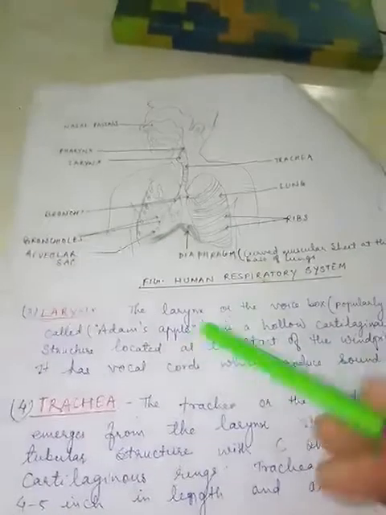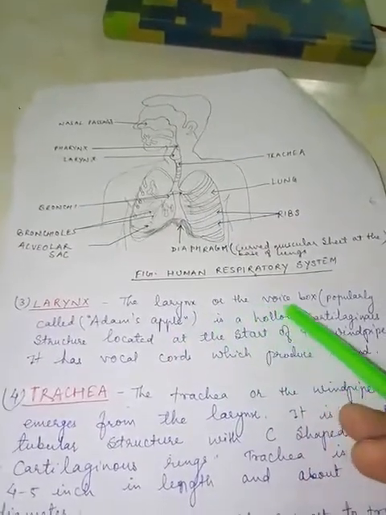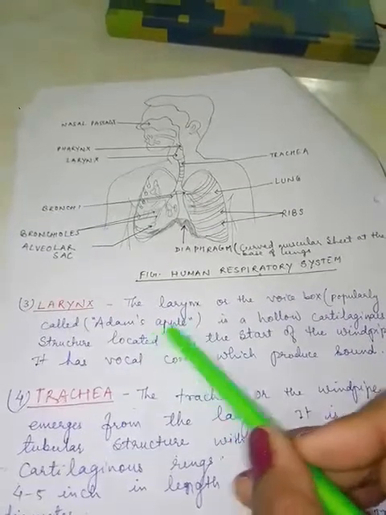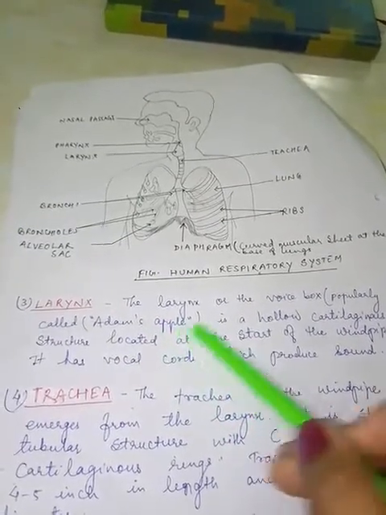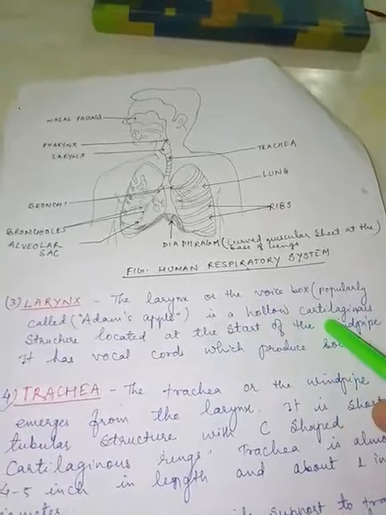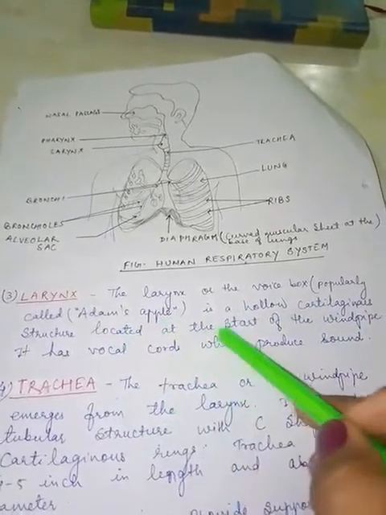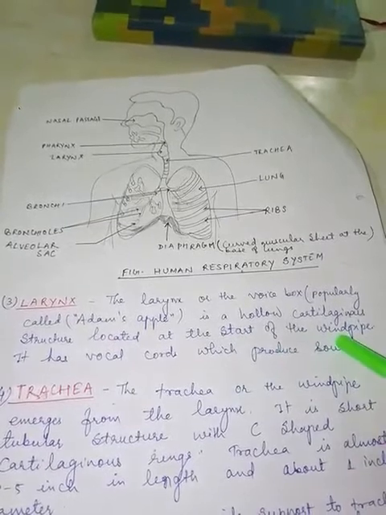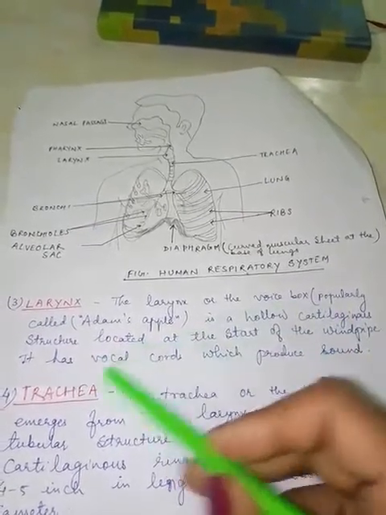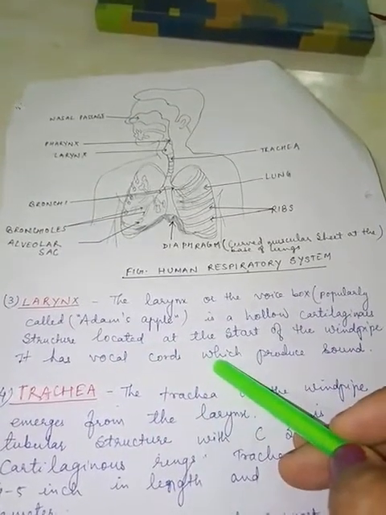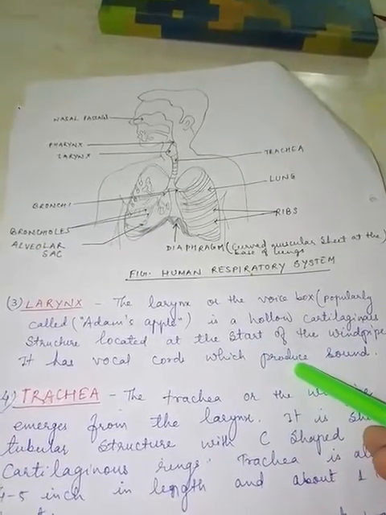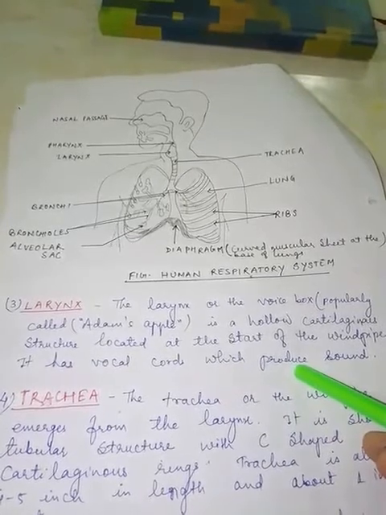Now children, the larynx or the voice box, which is also called the Adam's apple, is actually a hollow cartilaginous structure located at the start of the windpipe, that is the trachea, and it has vocal cords which produce sound. So when air passes through the vocal cords, it starts vibrating and then the sound is produced.